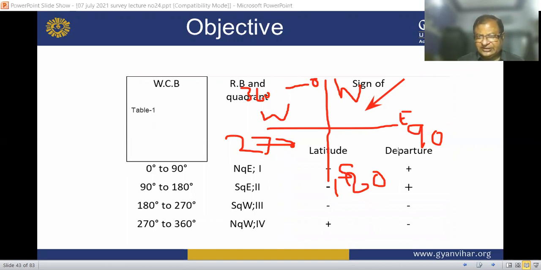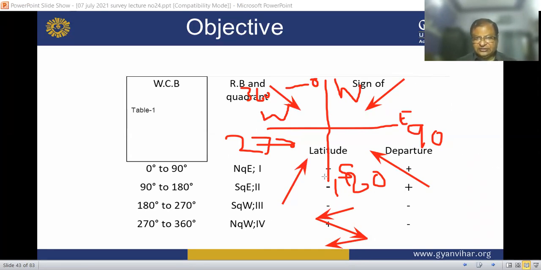When 90 to 180 degrees, then this picture: this is south to east. This is south. Now 180 to 270 degrees, this zone is the southwest zone. And after that, 270 to 360 is north and west. So in every condition, north and south will be involved.